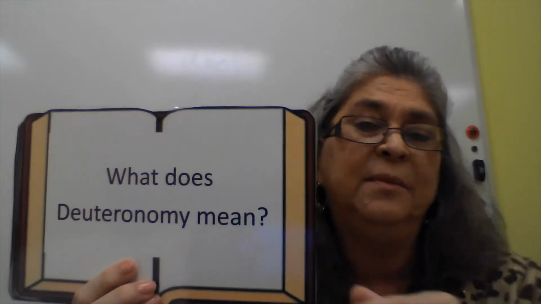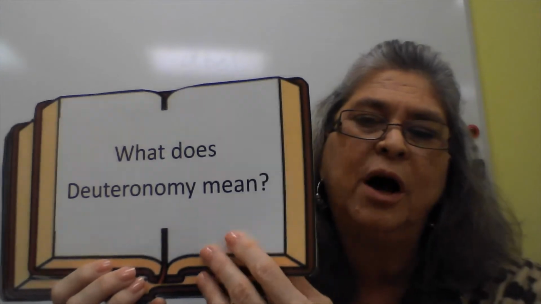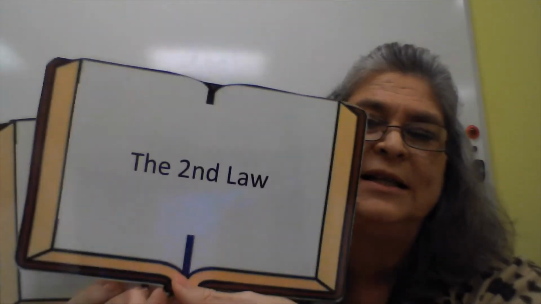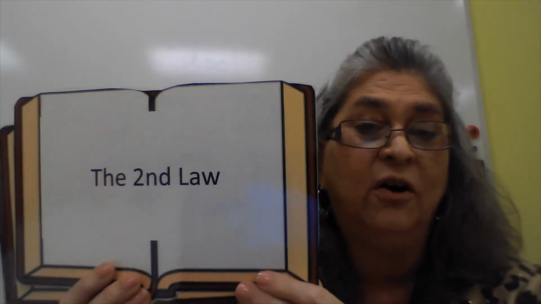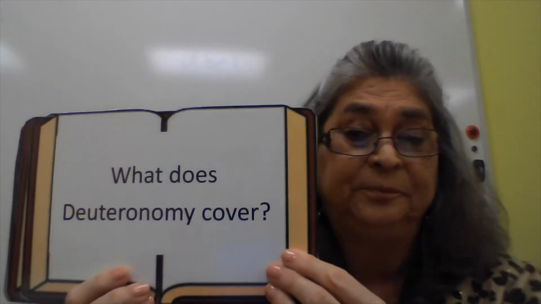What does Deuteronomy mean? This might be hard and you might not remember it because we haven't talked about it in a while. Deuteronomy, Deutero, 2. Let's look. The second law. That's what Deuteronomy means. What does Deuteronomy cover?